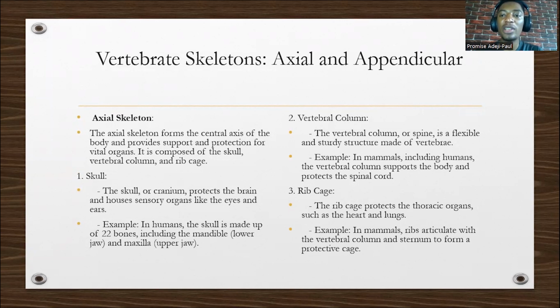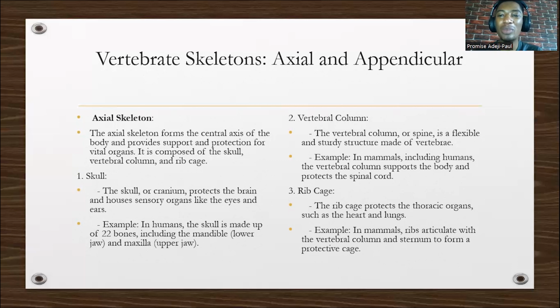So what's the axial skeleton? From the name, axial is in the axis, the midline axis. The axial skeleton forms the central axis of the body, and it provides support and protection for vital organs. It's composed of the skull, also the vertebral column, also in the middle, and our rib cage, also in the middle. Those in your hands and legs are not in the middle. The vertebral column, the skull, and the rib cage are examples of the axial skeleton.